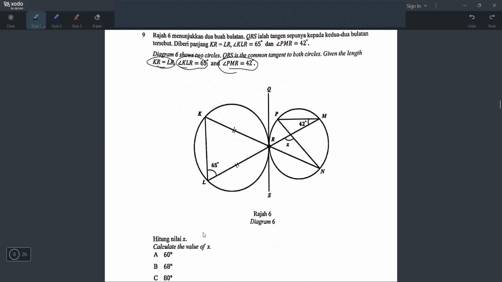And then find the value of x. Okay, how to do it? First of all, here is 65. Okay, here is 65.